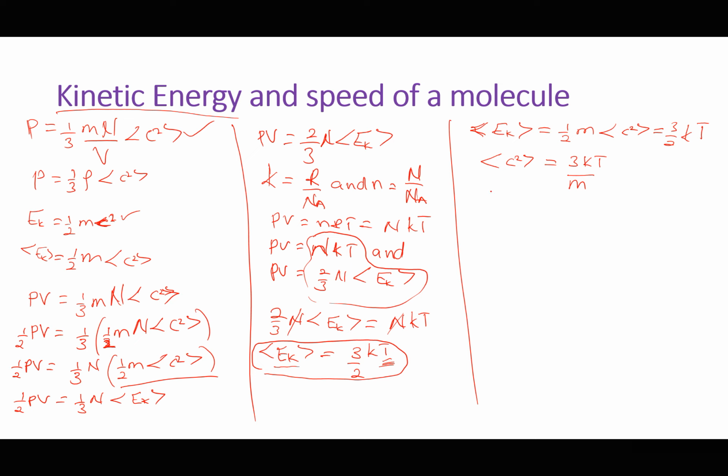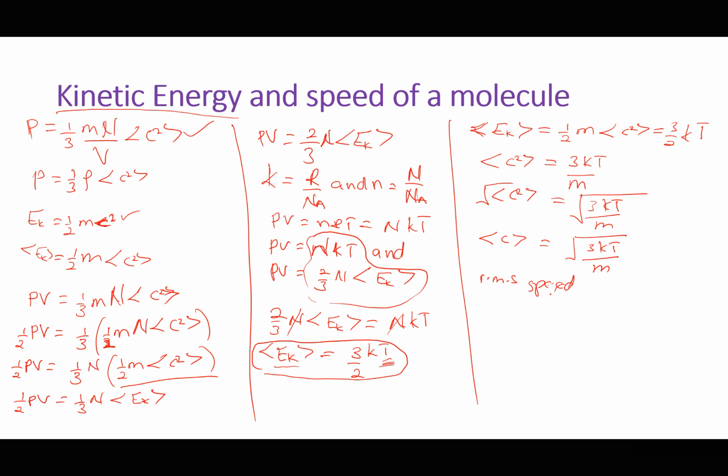When I find the square root of both sides, the square root of 3 kT divided by m, it means I remain with average speed without the square being equal to the square root of 3 kT divided by m. So this quantity here, when I find the square root, I'm getting what we call the root mean square speed, which is normally going to be written as RMS speed.